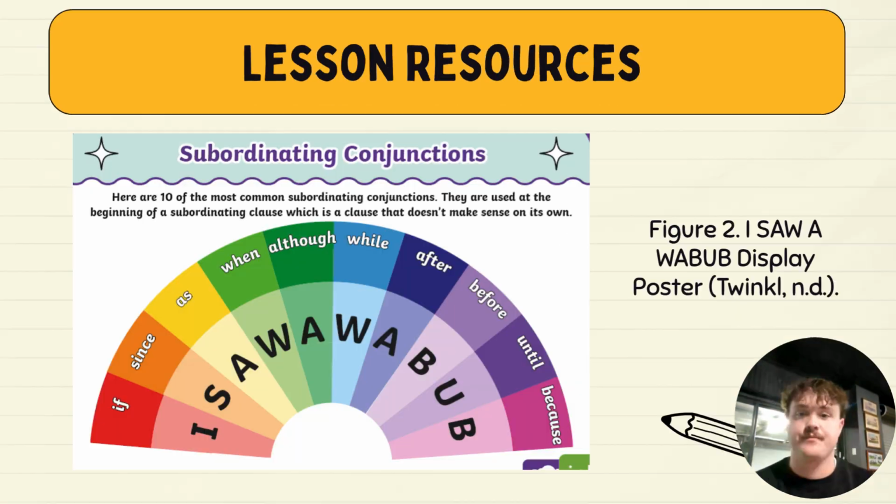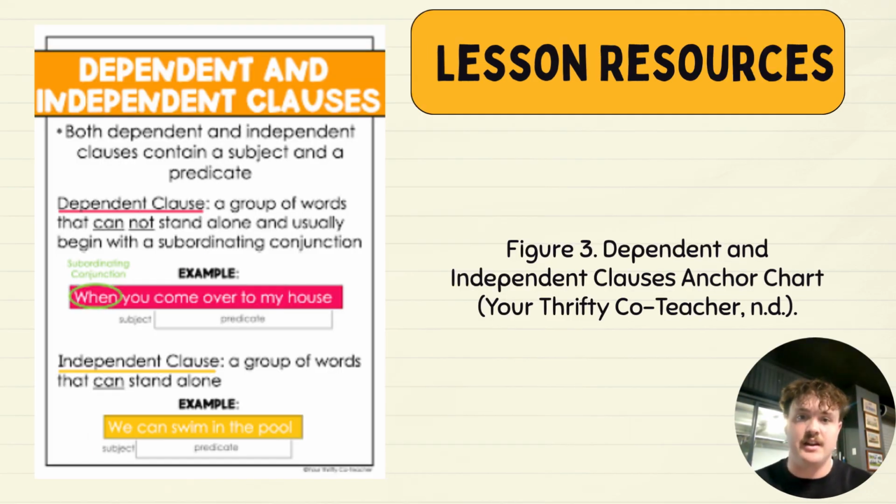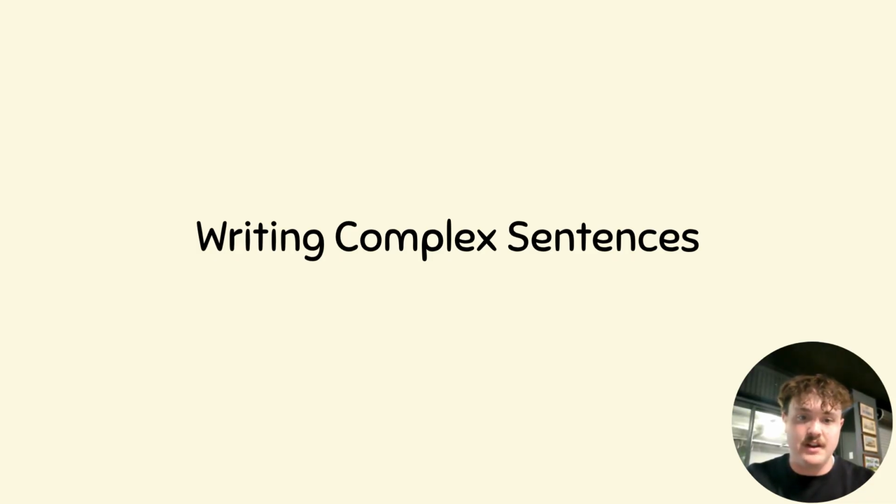their knowledge. There'll be two visual resources supported by the explicit instruction model. The first is the I saw a wub display, which provides students with examples of subordinating conjunctions. And then the second, an anchor chart showing the difference between independent and dependent clauses. These resources are not intended to replace explicit teaching. Instead, they act as scaffolds students can refer back to during the guided and independent practice. This is also particularly useful because students do not have to rely entirely on memory while simultaneously constructing a complex sentence. I then would begin my lesson.